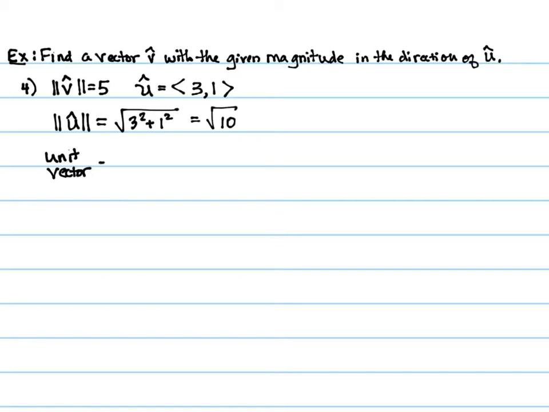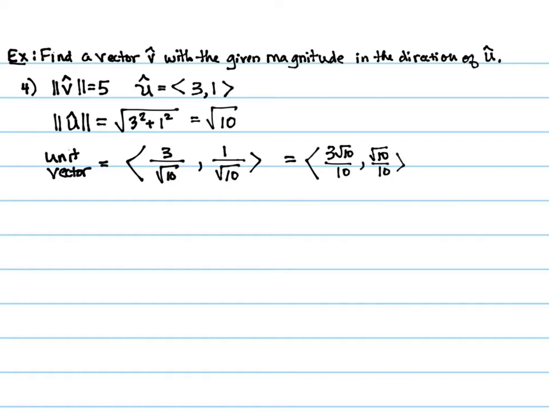So my unit vector, and I'll use this notation this time, is the 3 that I'm given, and I divide by square root of 10. And the 1 that I'm given, and I divide by square root of 10. But I'm not going to leave them in that notation, right? I'm going to multiply by the square root of 10 to rationalize. So this is 3 square root of 10 over 10 and square root of 10 over 10. That's my unit vector.